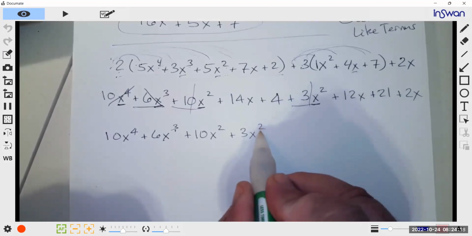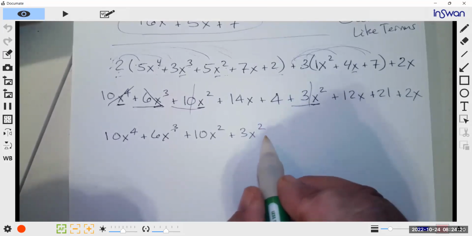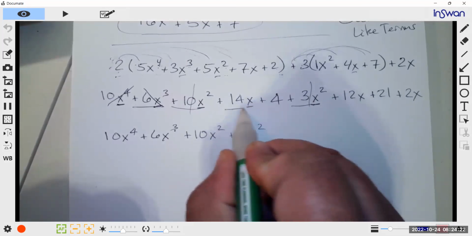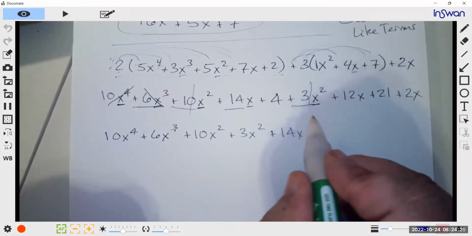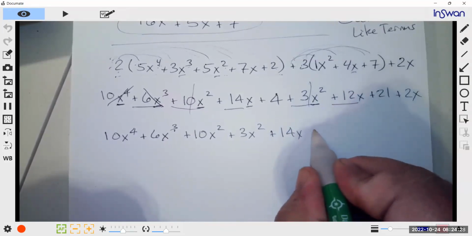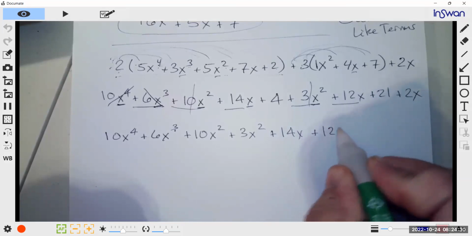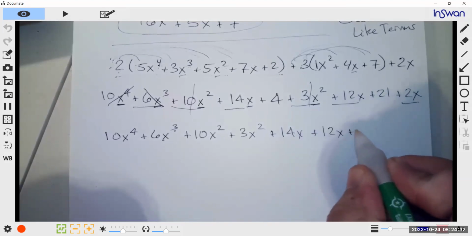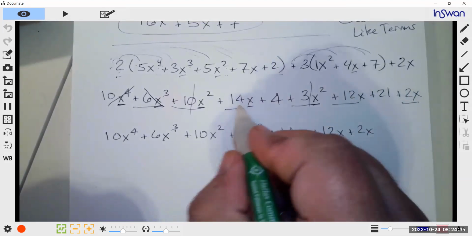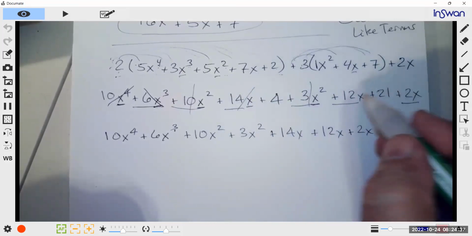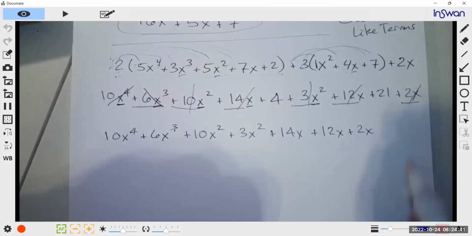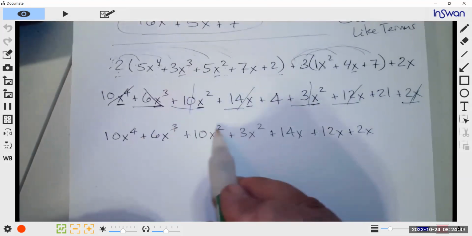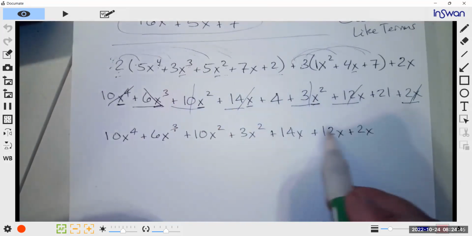Now, since they're x, I look for only one x. So I have positive 14x, positive 12x, and a positive 2x. So I cross out those. I do that so I know which ones I've used already. So here's 4, 3, 2, 2, 1, 1, 1.